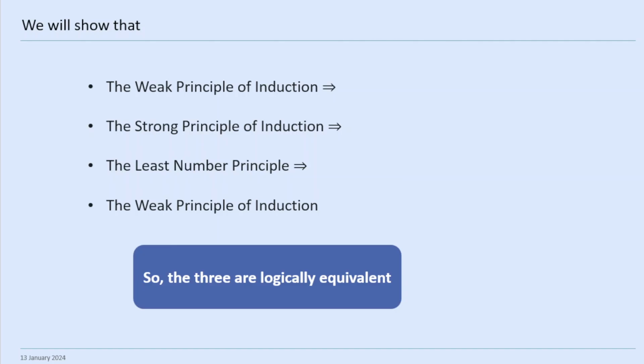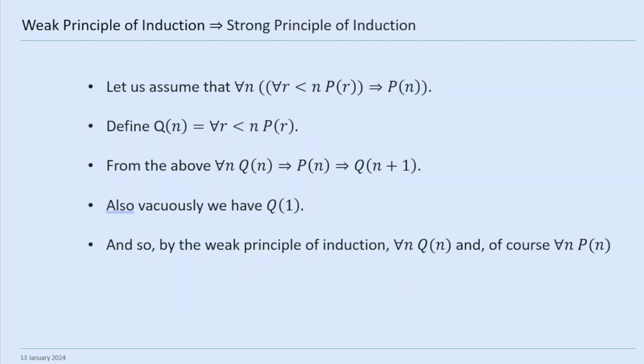It's also worth mentioning that the two induction principles are talking about propositions, whereas the least number principle is talking about sets, and they may feel a bit different, but they're not so different, because actually every proposition has an associated set. That is the set of elements that make it true. And every set has an associated proposition. That is the proposition that a given element is in the set. So they're more similar than perhaps they might look. So let's start by assuming the weak principle of induction and setting out to prove the strong principle.